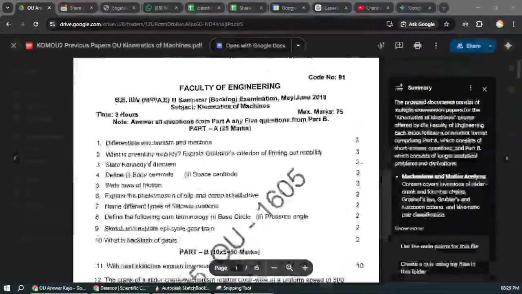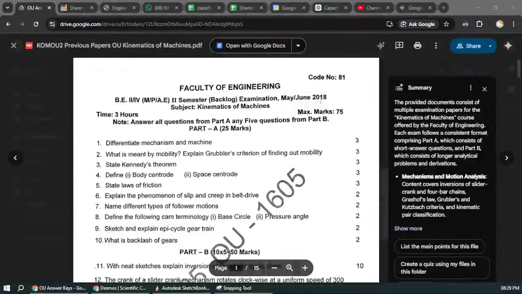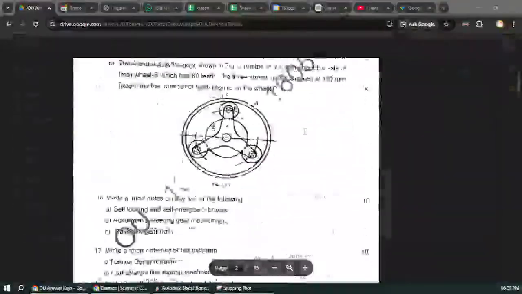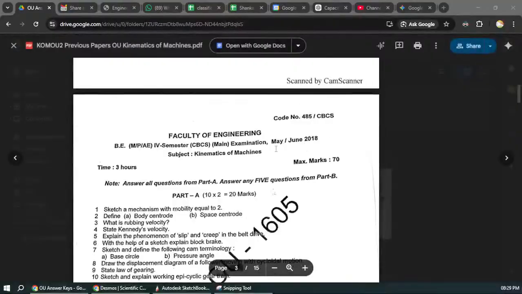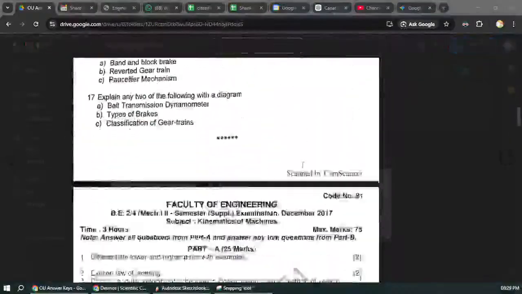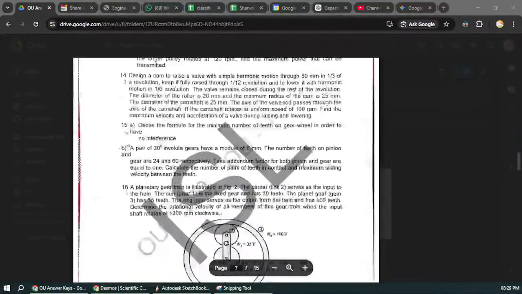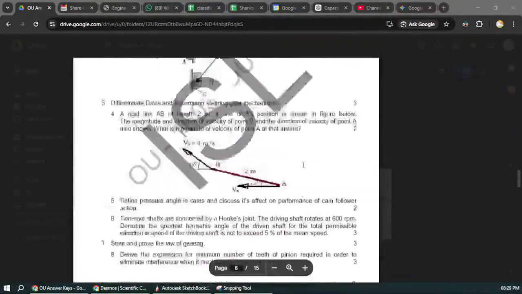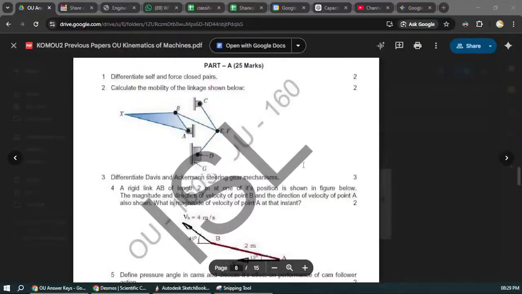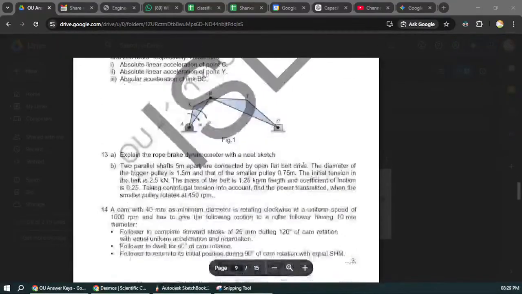So I'll be solving problems from some of the previous year question papers. 2018, you can see this is a paper. There are a lot of papers available to me. And from these papers, I will be trying to solve a lot of problems. Okay. So mostly we'll be solving problems which are based on the velocity and acceleration diagrams.